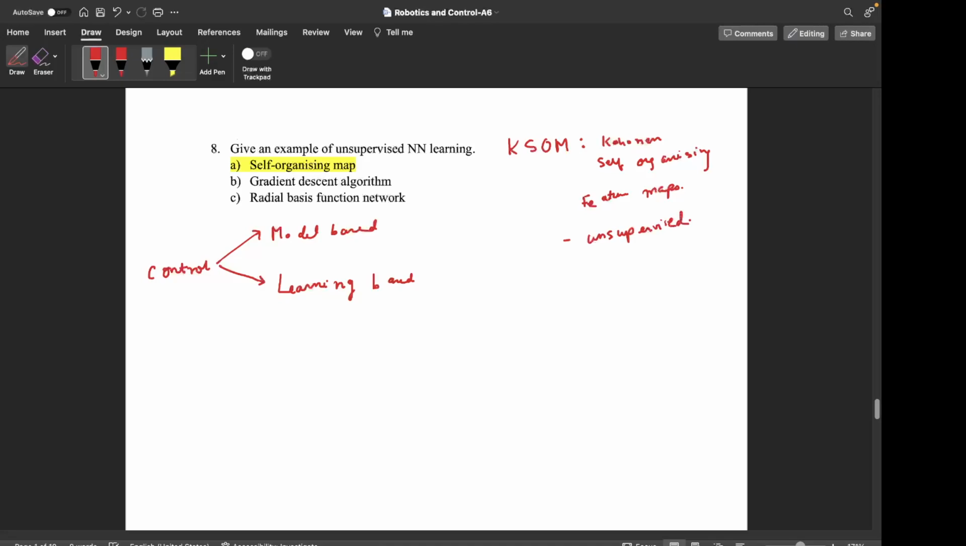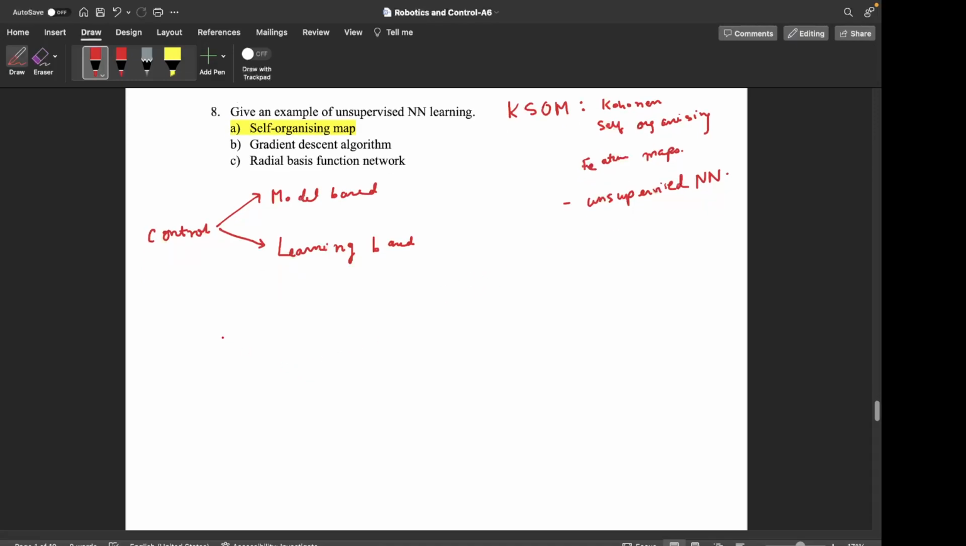Unsupervised neural network. So why can't we use supervised neural networks? Because for supervised learning, what do you need? You need that if this is the input, then this is the output. You need those kind of training data sets, basically labeled data you would need.